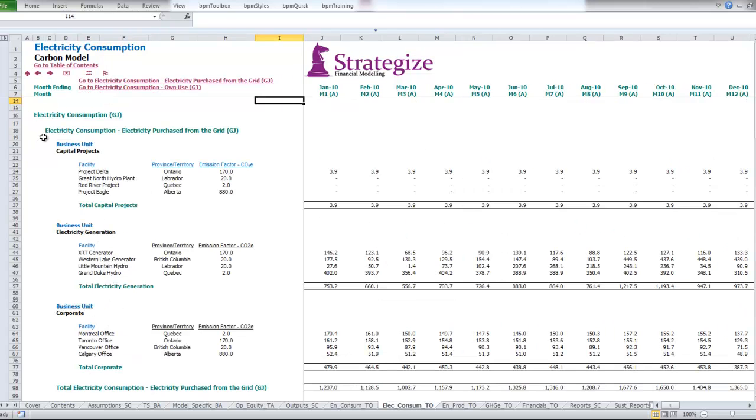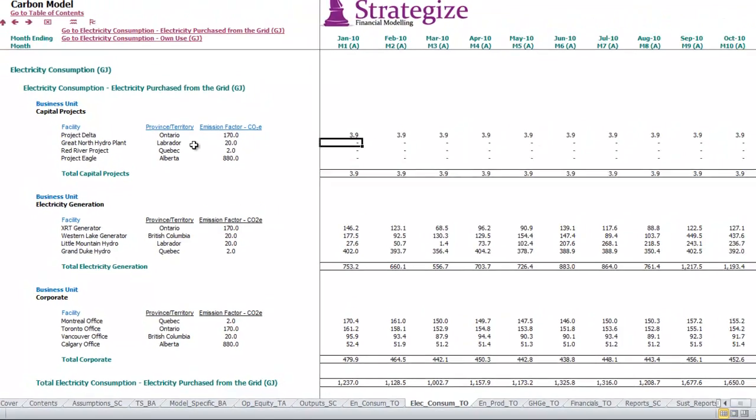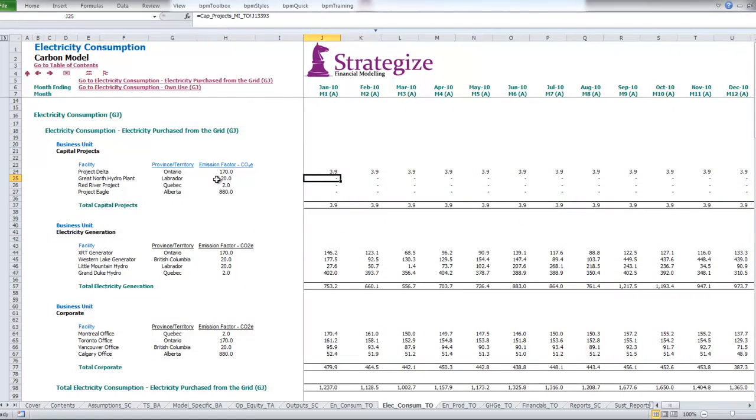I move across into electricity consumption, which obviously forms part of the overall total energy consumption of the company. Once again, it is broken down by business unit, by facility, and the consumption and emission factors are driven by the respective provincial emission factor, which is based on the average emissions from electricity purchased from the grid. Evidently, Quebec, having a high reliance on hydroelectricity, has a much lower emission factor than, say, Western Canada.